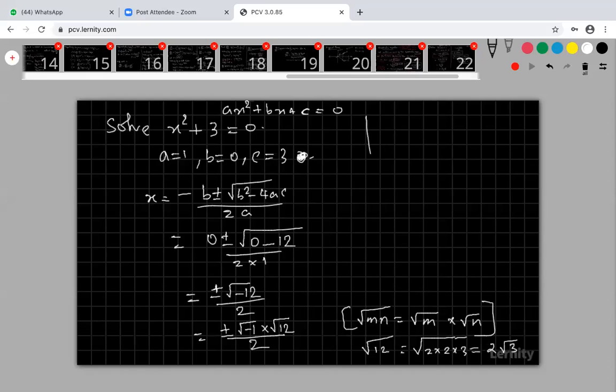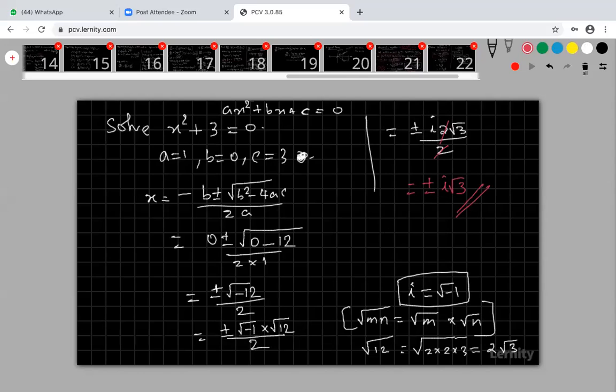Are you okay? So this is equal to plus or minus. I is root of minus 1, and i square is minus 1. So in place of root of minus 1, I am going to write i. I is the symbol of root of minus 1. Root 12 can be written as 2 root 3 divided by 2. Now cancel this 2. So plus or minus i root 3 is the answer.